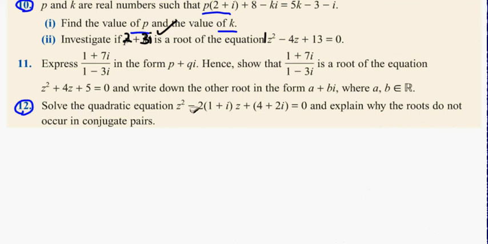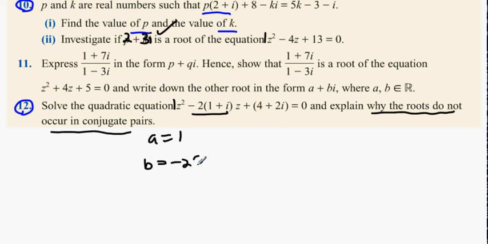Solve the quadratic equation, this one here, and explain why the roots do not occur in conjugate pairs. Well, the roots do not occur in conjugate pairs because the coefficients, which are a equals 1, b equals minus 2 bracket 1 plus i, or b is equal to minus 2 minus 2i, and c is equal to 4 plus 2i. These numbers aren't real, therefore they're not going to occur in conjugate pairs. However, we still have to solve this.